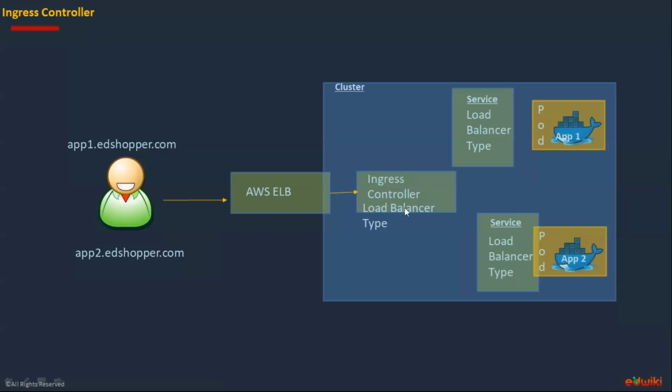Now you decide at the ingress controller level. In the ingress controller, you define a rule saying that, hey ingress controller, if you get traffic for the application 1 endpoint, if the request URL is the application 1 endpoint, then please route the traffic to the application 1 service. If you see the request is coming for application 2, then please take care of routing the traffic to the application 2 service.